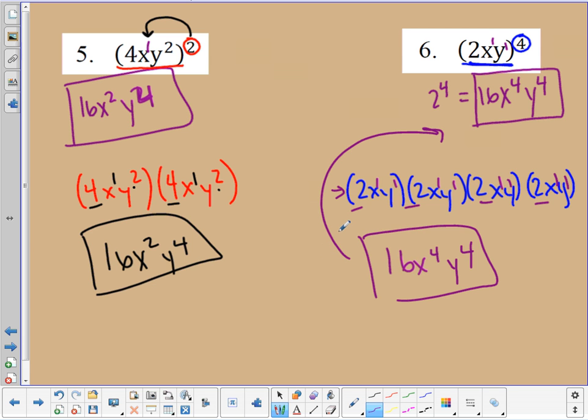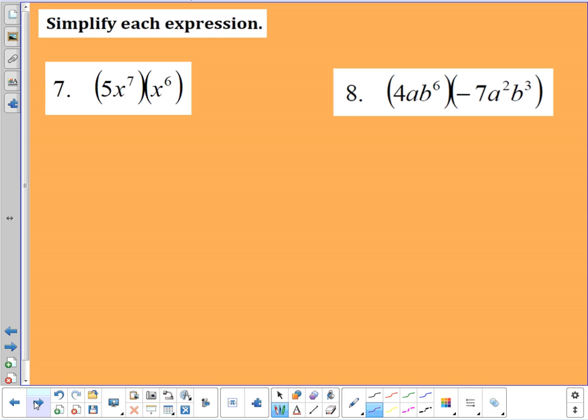However, I think people make fewer mistakes when they do that. So if you want to do it that way, I think that's a good idea. So let's talk about just simplifying expressions. Now we're going to start to put some of these rules together.